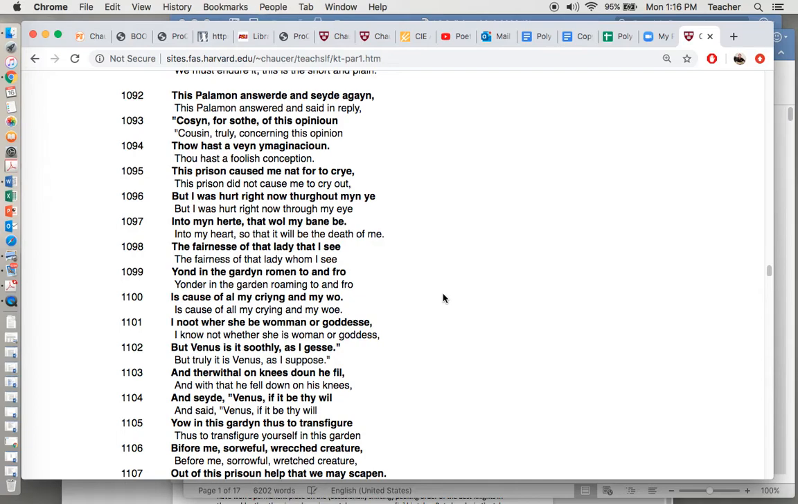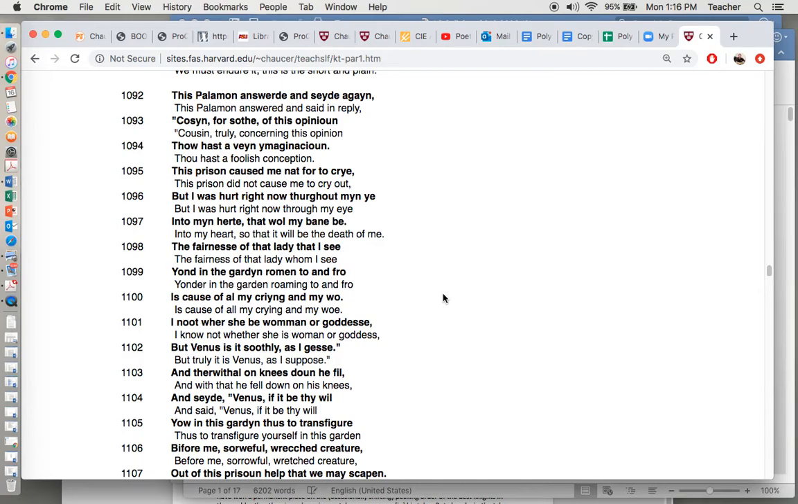This Palamon answered and said again, Cousin, forsooth, of this opinion thou hast a vain imagination. This prison caused me not for to cry, but I was hurt right now through mine eye, into mine heart, that will my bane be.